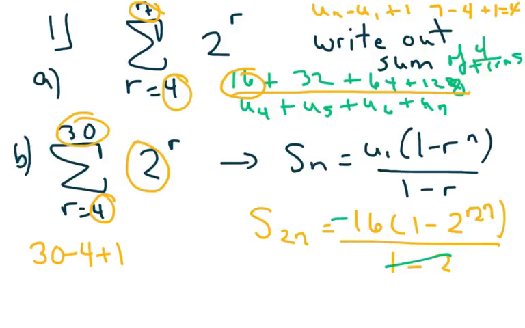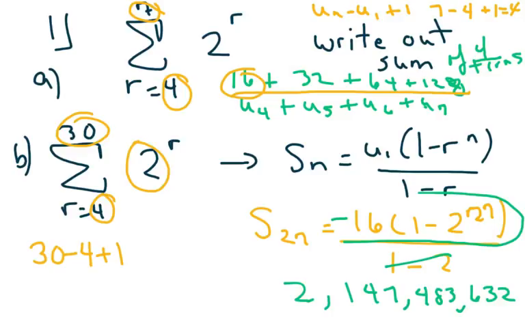So you just plug that in the calculator, and I already did this, so let me try to find it so I don't have to stop and do this. There it is. And you get 2,147,483,632. Alright, I just plugged this in the calculator like that.